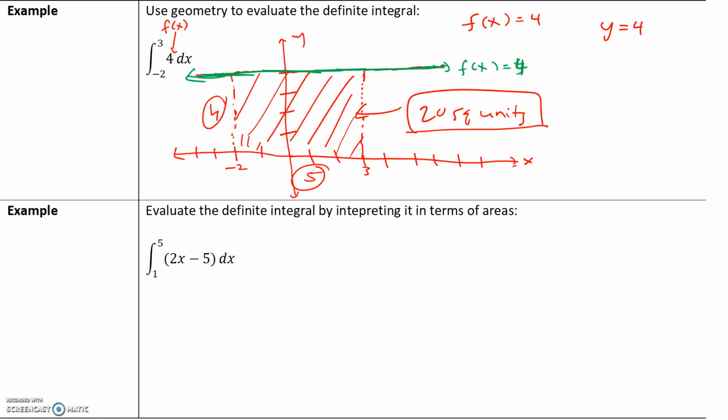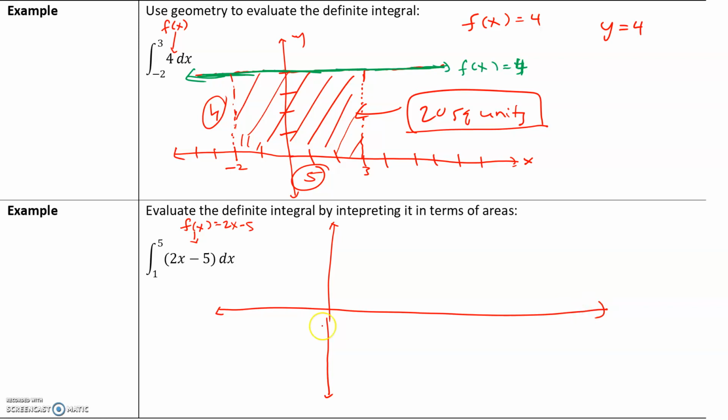Next, evaluate the integral by interpreting in terms of area. So once again, we want to actually graph this, from 1 to 5. So our function f of x equals 2x minus 5. So once again, let's graph this and see what it looks like.